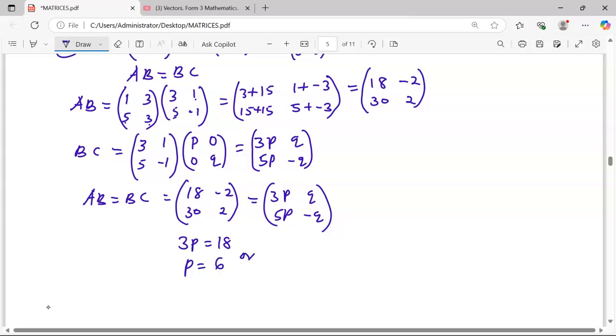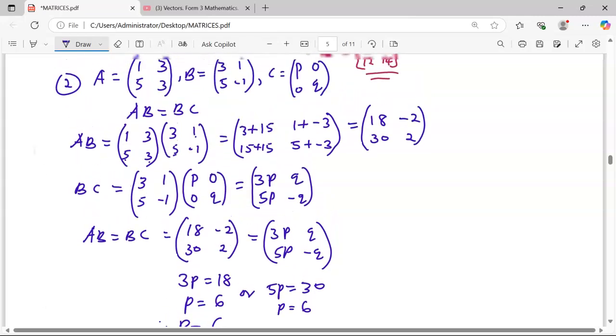Or if you take 5P, it will give us 30. That means if you divide by 5 on both sides, P is going to be equal to 6. And if you need Q, Q will be equal to negative 2, or negative Q is equal to 2, meaning Q is going to be equal to 2. Since we need the value of P, we can say the value of P is 6, and that becomes the answer to this particular question.